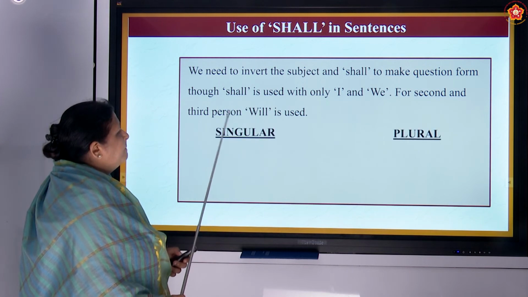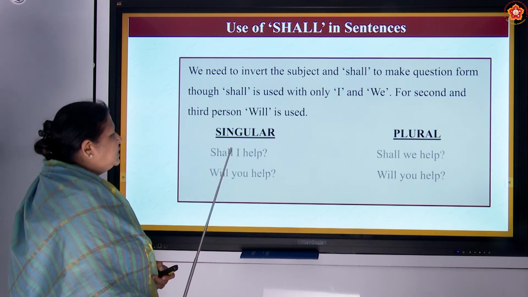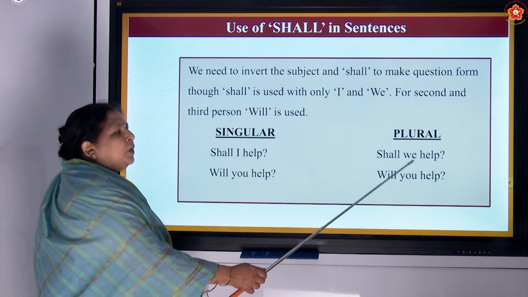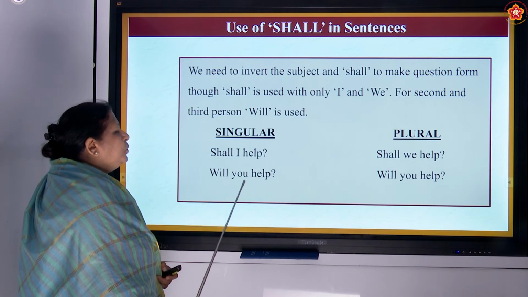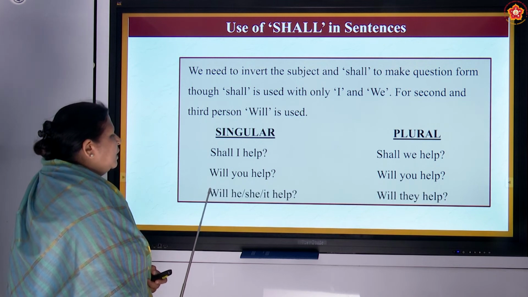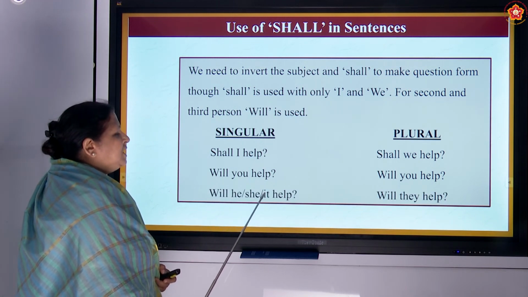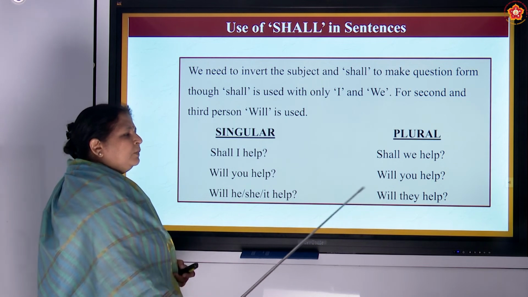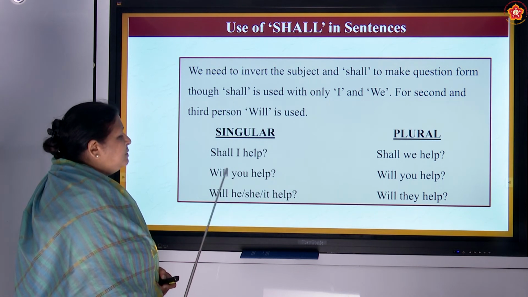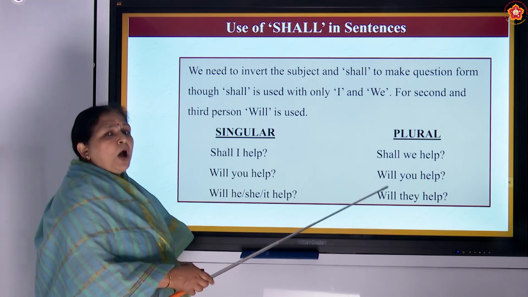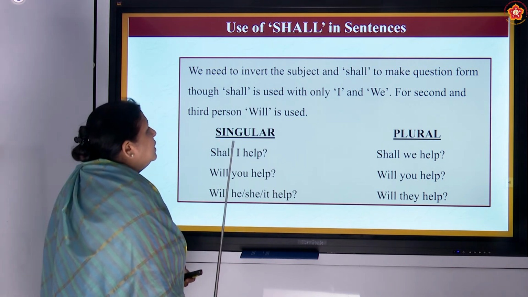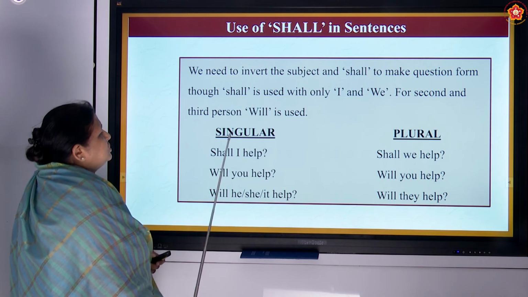Now singular and plural. Let us see. Shall I help? Shall we help? Will you help? Will he, she, it help? Will they help? So in the second and third person, you have to use will. You can't use shall. But only in the first person you can use shall.